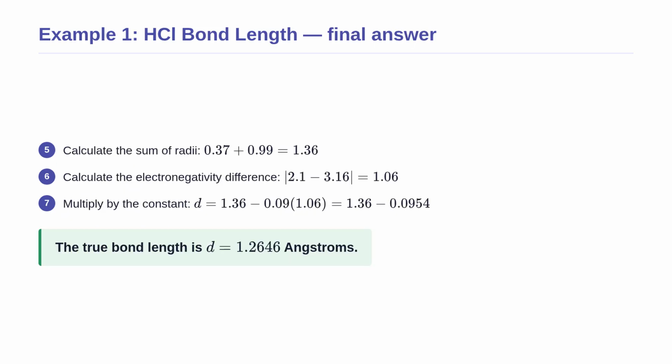Continuing with our calculation, we first add the two atomic radii together, which gives us 1.36. Next, we find the difference inside the absolute value bars, which becomes a positive 1.06. We then multiply this difference by our constant 0.09, giving 0.0954. This specific number is exactly how much the bond shrinks due to unequal sharing. Finally, we subtract this correction factor from our initial sum. The final calculated distance is 1.2646 angstroms. This perfectly matches experimental measurements, proving the bond is shorter than expected from size alone.